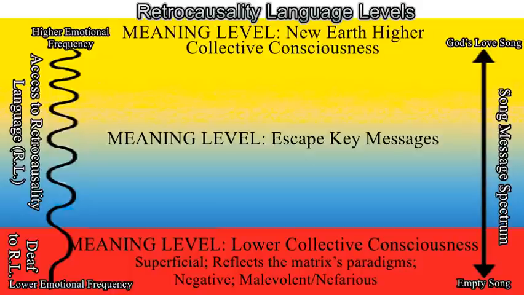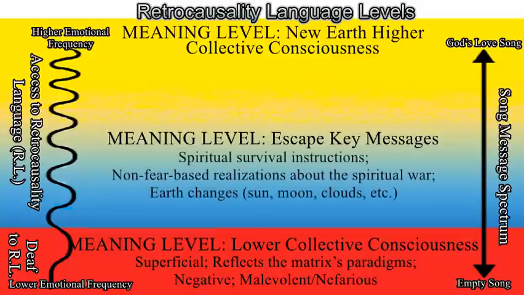Okay, so I call the middle level of this chart the escape key messages level. I know everyone's different, but for me, this is how the retrocausality language started to introduce itself to me. I'd be listening to the music, and every now and then a specific line would pop out as having a deeper meaning. And immediately I knew the source of that communication was benevolent, because I know this is going to sound kind of strange, but it started giving me instructions on how to raise my frequency higher. I call it spiritual survival instructions.